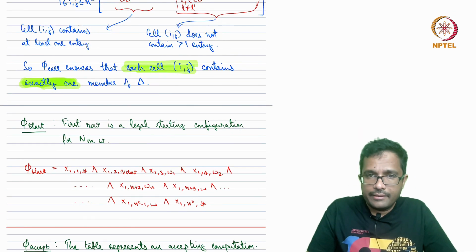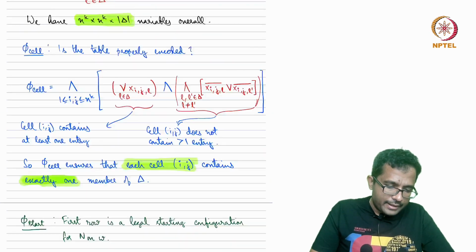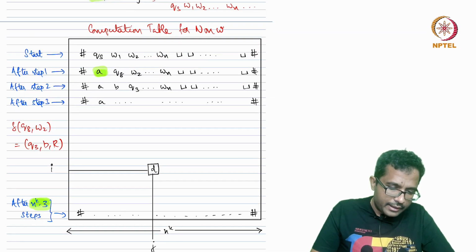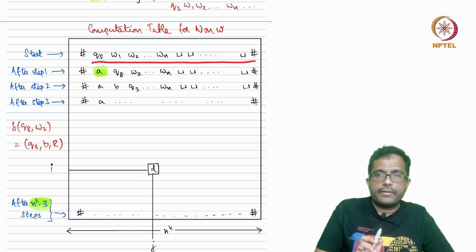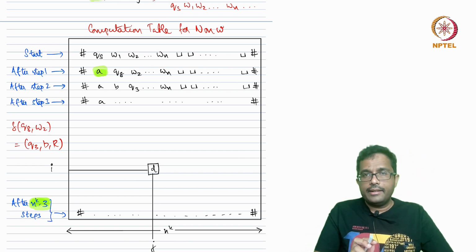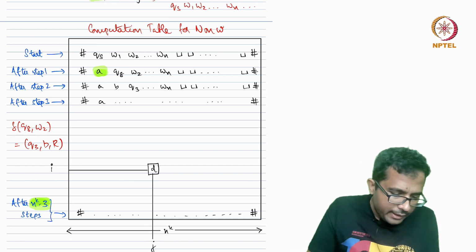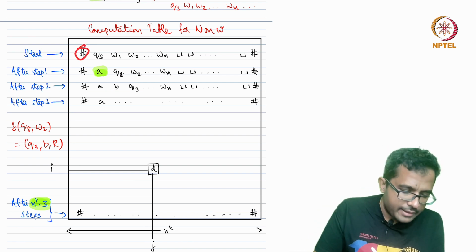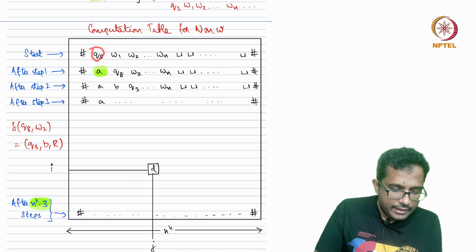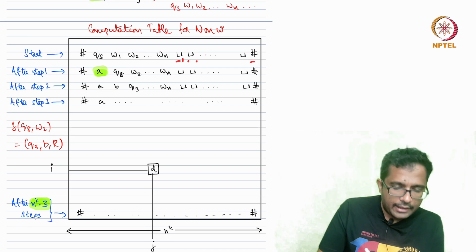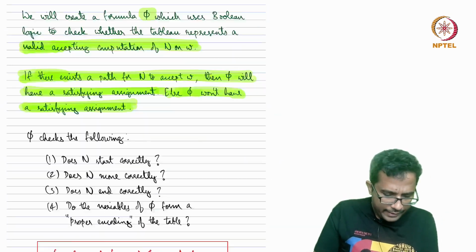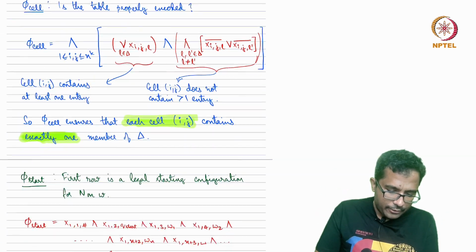Next is phi start, which is not that difficult. Phi start has to check whether the starting configuration is a valid starting configuration of N on W. So basically all it has to do is check whether the first symbol is hash, second symbol is the starting state, third symbol is W1, fourth symbol is W2, and so on, and then a bunch of blanks, and finally hash. And we can just write a formula directly for this.